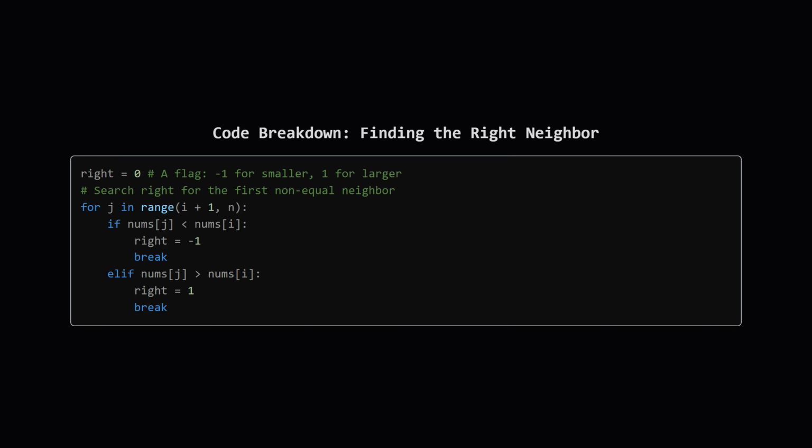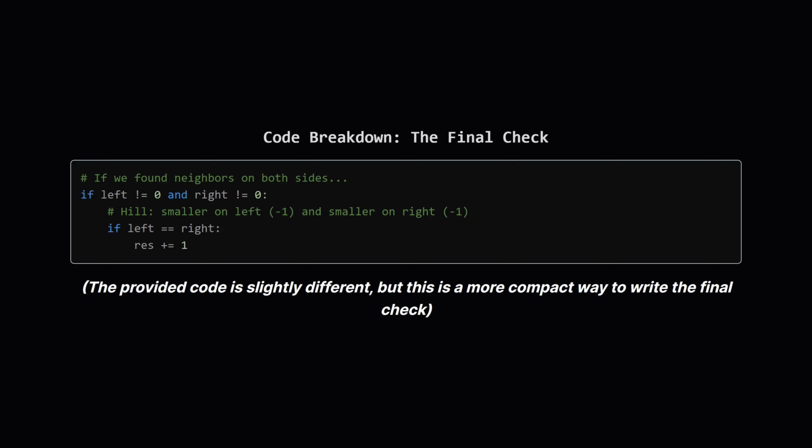We do the exact same thing for the right side. We start a j loop from the position just to the right of i and move forward. The moment we find a number that's not equal to our current number, we update our right variable and break the search.